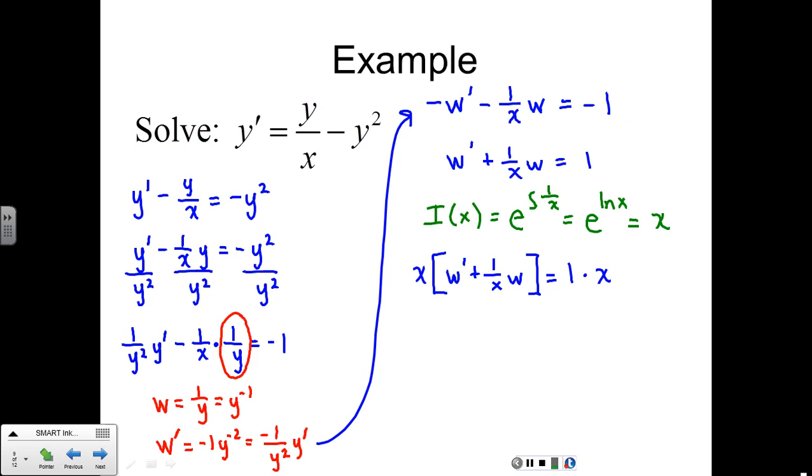We know that this comes out on the left side to be x times w prime equal to x. Now what? Integrate both sides. So I get x times w. What's the integral of x? Plus a constant. Okay, so what does w equal?